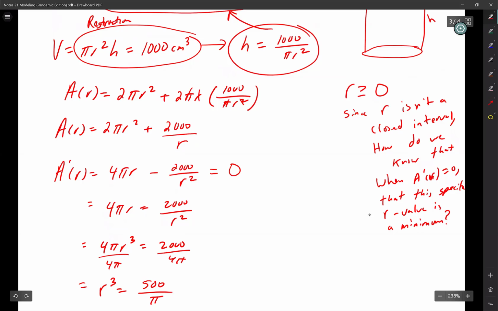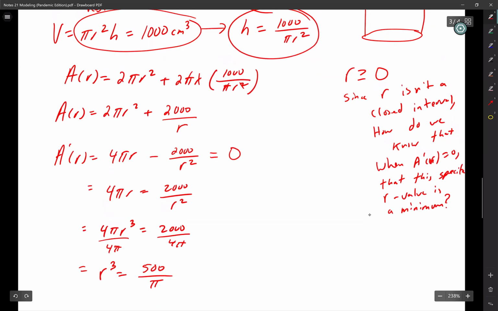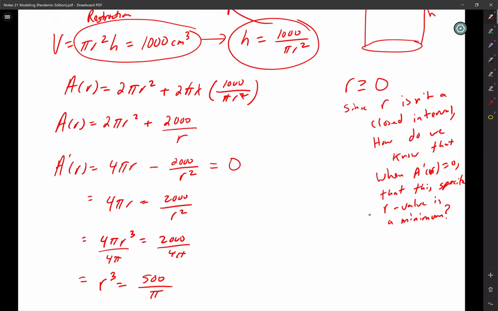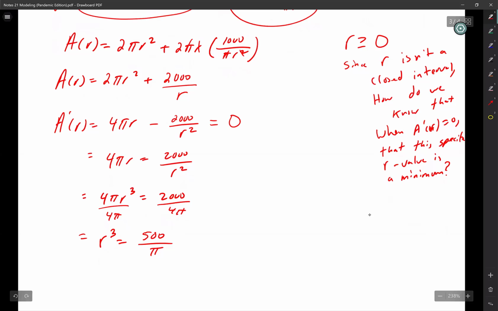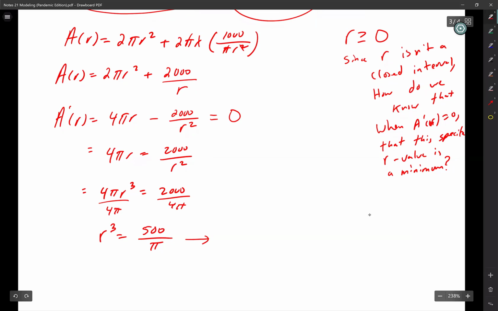Hmm. 500 over pi. I see 500 over pi. I see two of them there. Okay. And why did I put an equal sign? Oh, what is this here? That's my derivative. I set it equal to 0. Okay. I want r. I'm going to call r the cube root of 500 over pi. And we can simplify that, but I'm going to leave it like that.